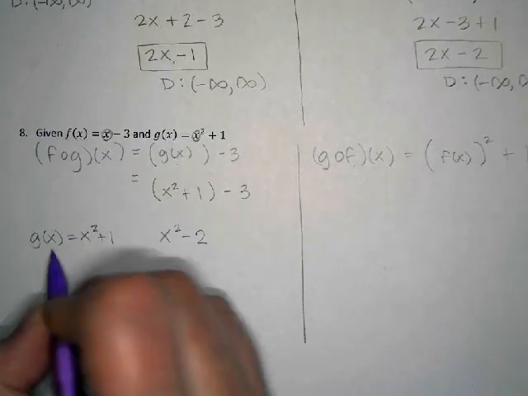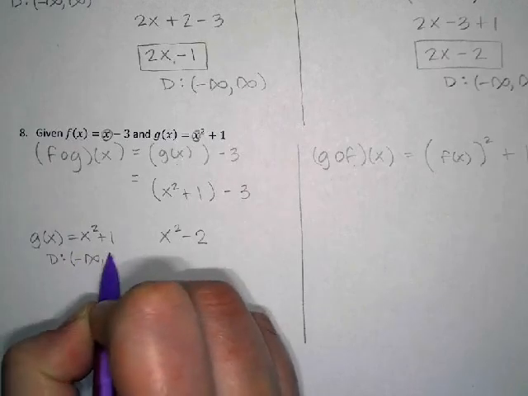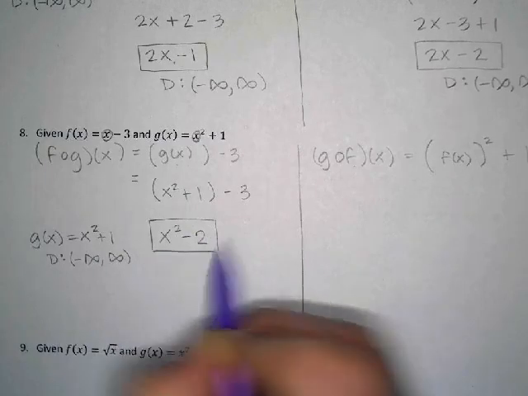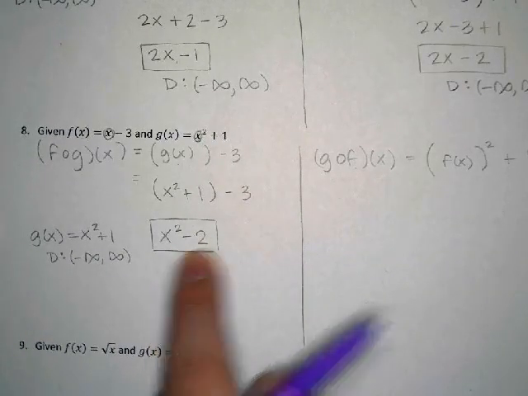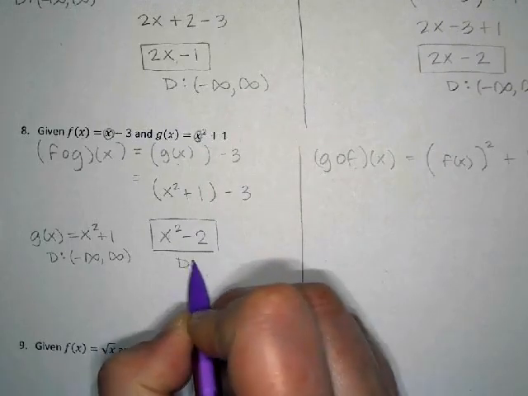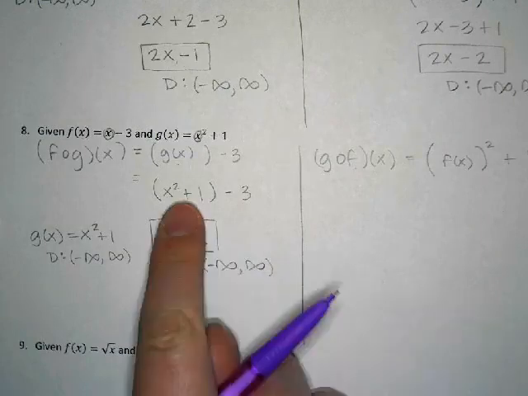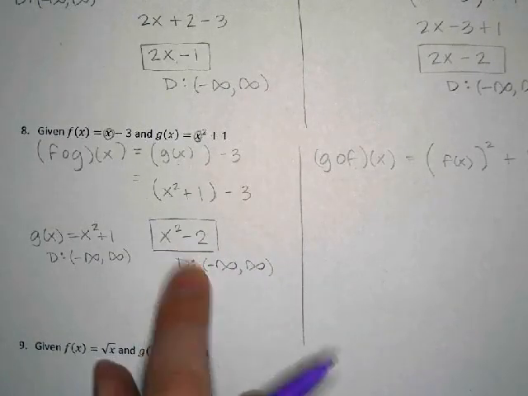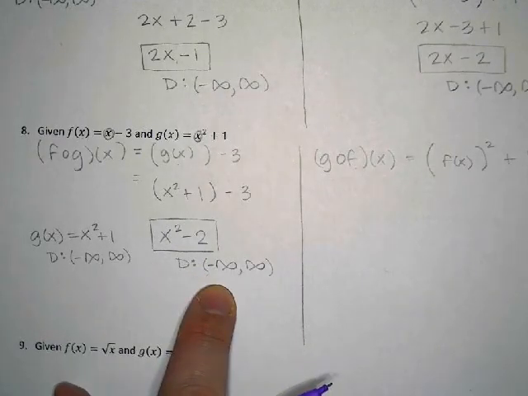When I finished with my composition, I ended up with another quadratic. So this is, again, going to be the domain of all real numbers. We were not limited with our input function, and we're not limited now that we've done the composition. So our domain is still all real numbers. Does that make sense? Okay. All right, let's try this one over here.